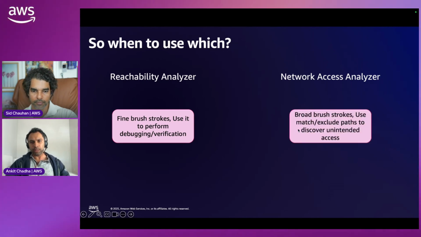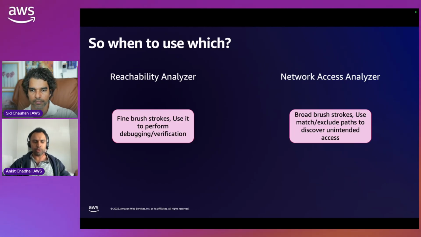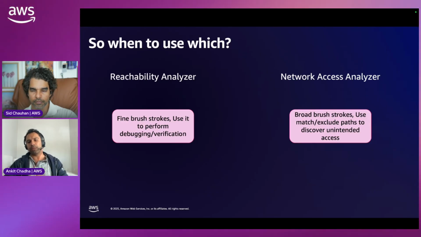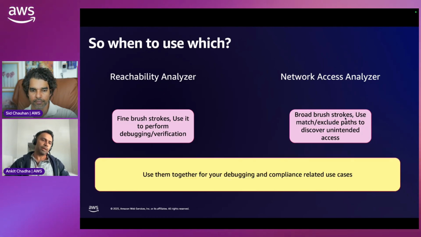Now, Network Access Analyzer, again broad brush strokes, allows you to discover unintended access across your deployment in an account all at once. So you would use it for stuff like continuous compliance verification use cases. That's it, and I just spoke about that. And then you can use both of them together for your debugging and compliance related use cases, right?